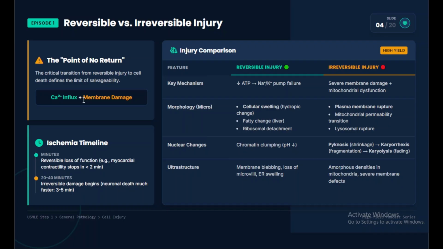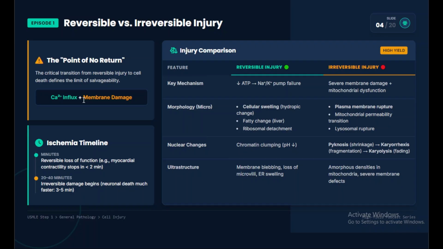Now, the second thing that actually happens at this point of no return is the membrane damage. The second critical event is severe membrane injury, which is a very critical thing to consider here because there are a few membranes that are actually damaged. The first one is the plasma membrane, the second one you should worry about is the mitochondrial membrane, and the third one you should be worried about, and you should be fanatical about, is the lysosomal membrane.